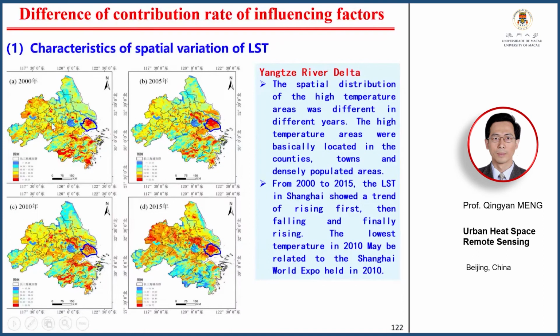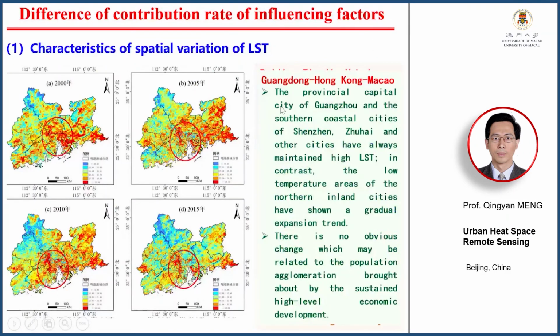The spatial distribution of the high temperature area was different in the different years, and the high temperature areas were basically located in the counties, towns, and the densely populated areas. From 2000 to 2015, the LST in Shanghai showed a trend of rising first, then decreasing, and finally rising. And the low temperature in 2010 may be related to the Shanghai World Expo held in 2010. And also we can study Guangdong, Hong Kong, Macau, and find some things.